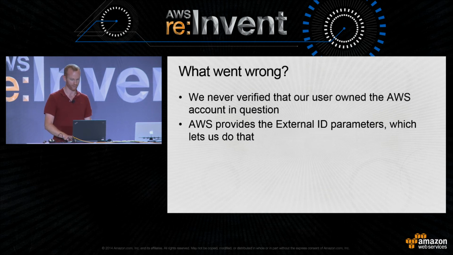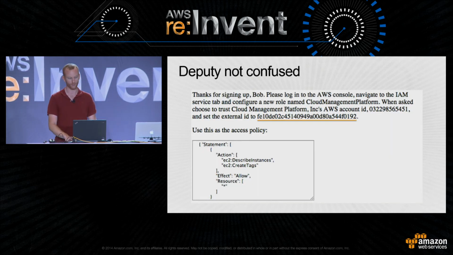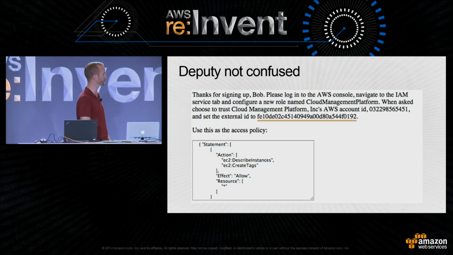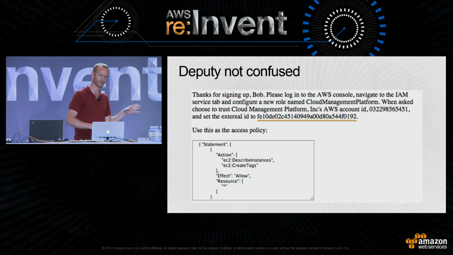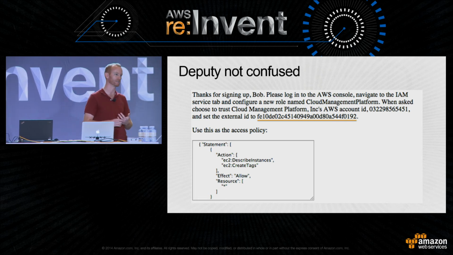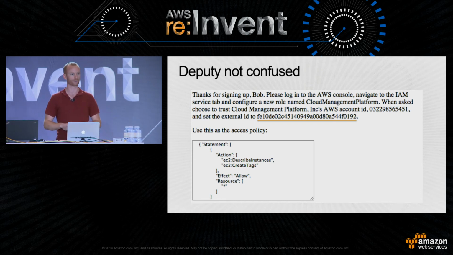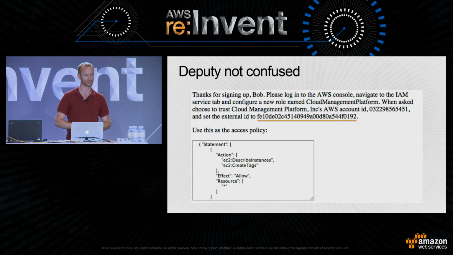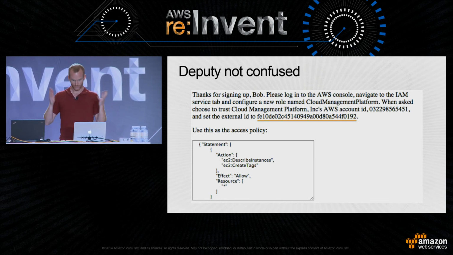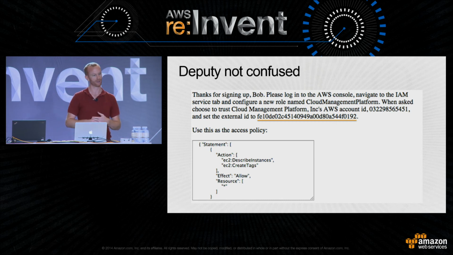So what went wrong? We never verified that they actually owned the account. Okay, so how do we avoid confusing the deputy? We have that same form in the beginning that says, give me your name, your email address, and your 12-digit account ID. Great. The difference is that in our instructions, we generate, in this case, a UUID, version 4 for those of you that really care. You can validate it, it's a real one. We just generate some random stuff. And we give that to the customer.